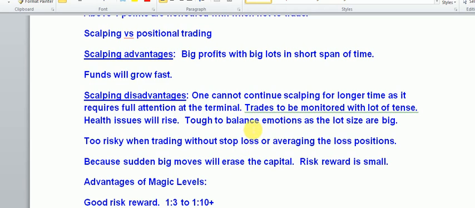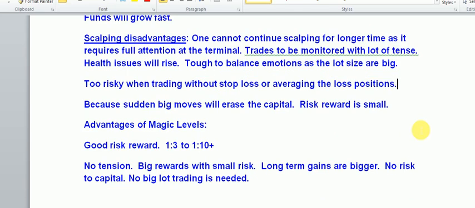Trading is associated with a lot of tension and emotions. Scalping is not so easy. One cannot continue for months and years. Initially it looks good, and if the profits are good, they will continue for 3 months, 6 months, or 1 year. After that, health issues arise, and 1 or 2 failures or account blowouts will cause instability and low confidence. So these kinds of things will start. For the long term and from a health point of view, scalping is not suggested.